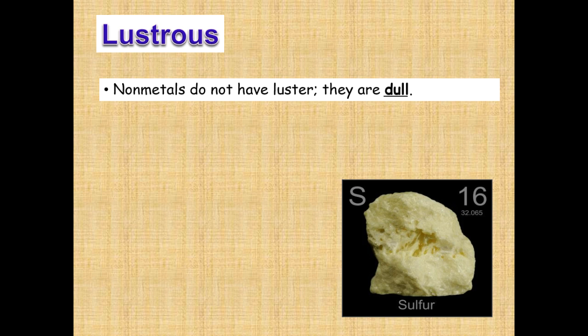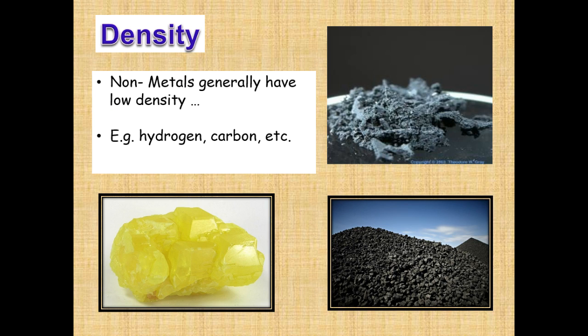Now we will go through each property in detail. Non-metals do not have luster. They are dull. By looking, they will not have shine. They are very dull, sulfur for example. Density. Non-metals generally have low density. In hydrogen, carbon, etc., the atoms are not in contact with each other. There is a space between them. That is why they are not dense, meaning they are light in weight.